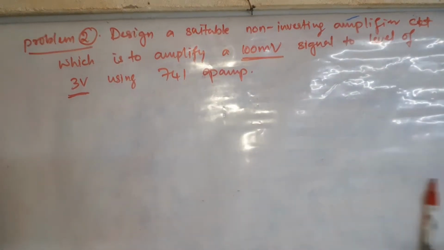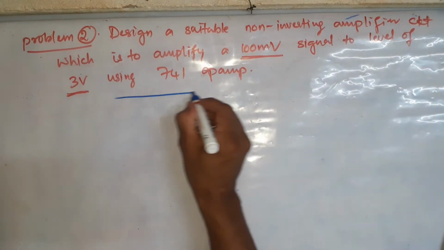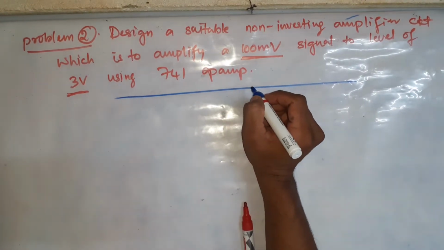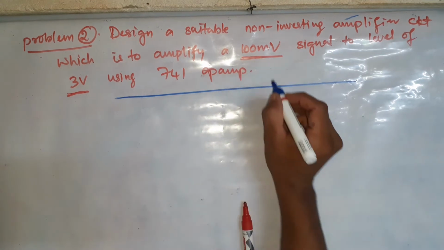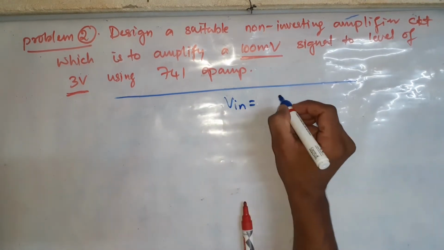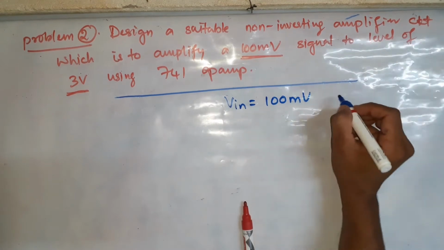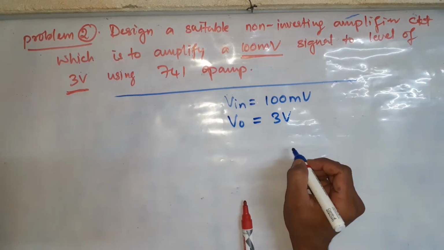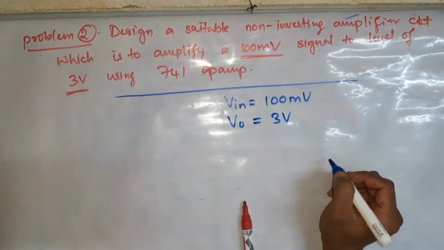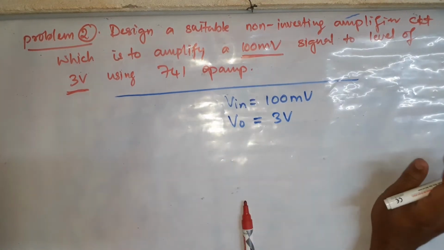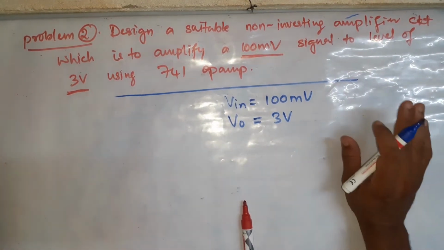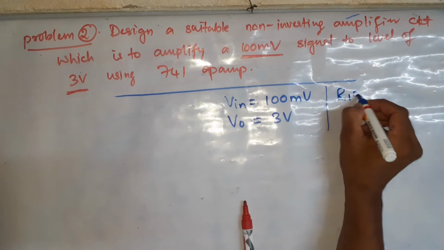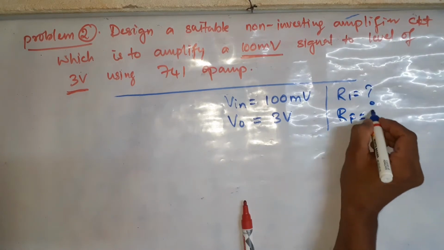Okay. So let me write the given data. What is given? Your non-inverting amplifier circuit has to amplify this signal. So V in is equal to 100 millivolt. V out should be 3 volt. This is how you should design your non-inverting amplifier. Gain is not given, you can get the gain. R1 and RF are not given to you, you have to get the values of R1 and RF.